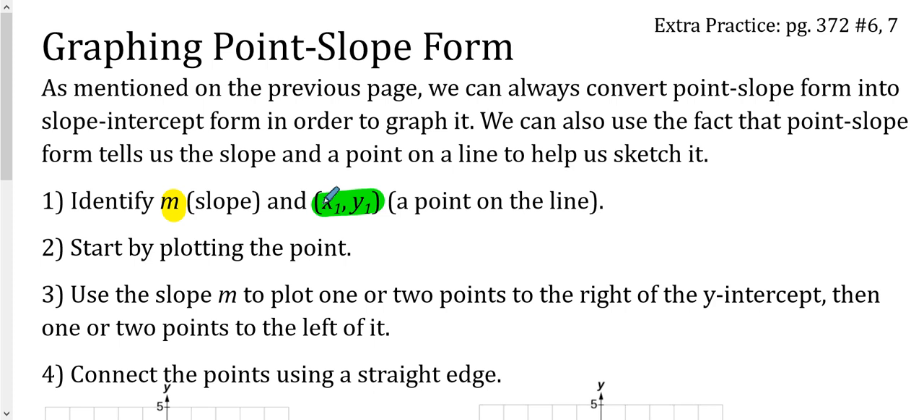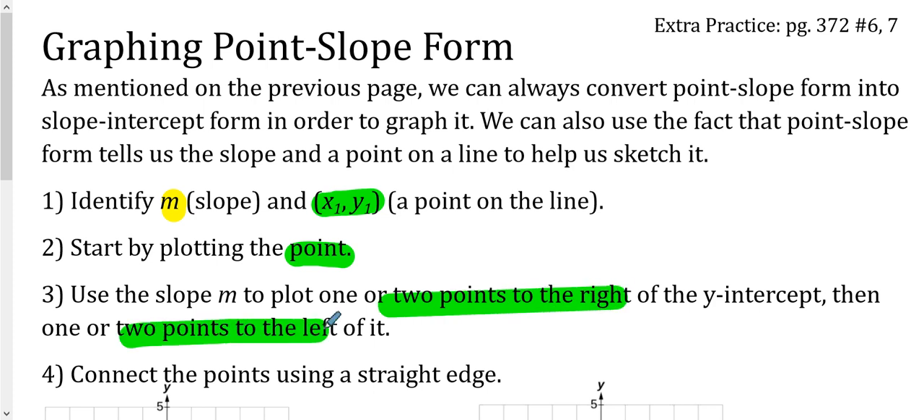We're going to start similar to last time. We're going to start by plotting the point. We don't have a y-intercept like we did for slope-intercept, but we have any point. And then we're going to plot a few points to the right and a few points to the left. And this says y-intercept, and I'm realizing that means we want 2 points to the right of the point, right? The point we're given, x1, y1.